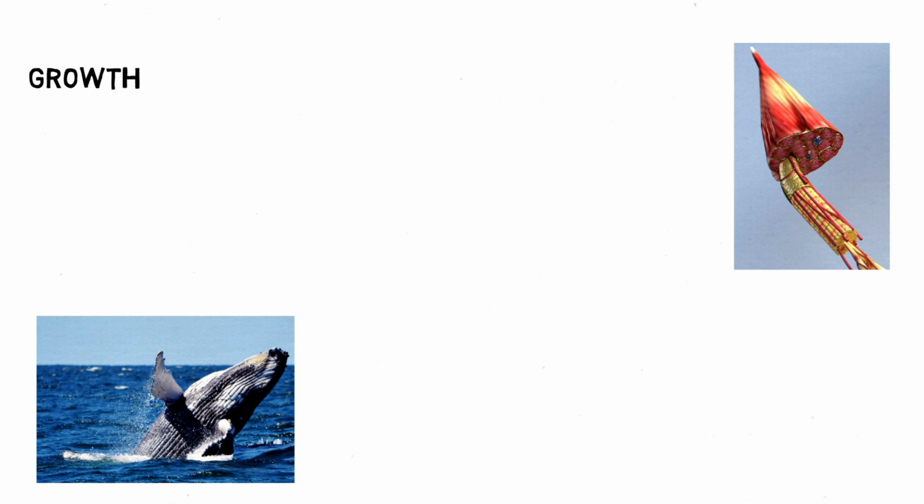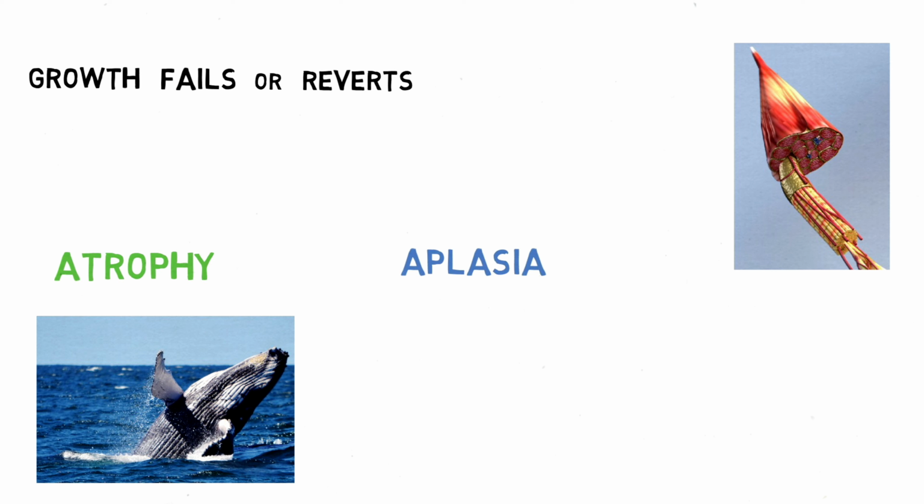Growing is a crucial part of living. In fact, everything from an individual muscle cell to a baby blue whale strives to grow in order to live and perhaps replicate or reproduce. Sometimes, however, growth fails to occur or even reverts backward, and we call that atrophy, aplasia, or hypoplasia, depending on the situation. Let's break these words down.